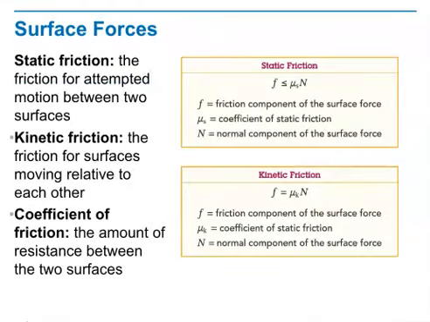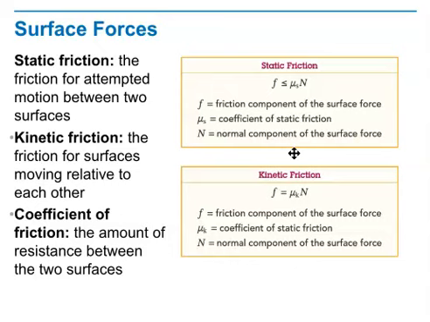There are two different types of friction. There is static friction, the friction for attempted motion between two surfaces, or when things don't move, and kinetic friction, the friction for surfaces moving relative to each other. So that means there are two different equations that we use. So the friction component of the surface force is represented by little f. Mu sub s is the coefficient of static friction. These are constants. They also do not have labels. Mu does not have a label, so that is okay when it's unlabeled.